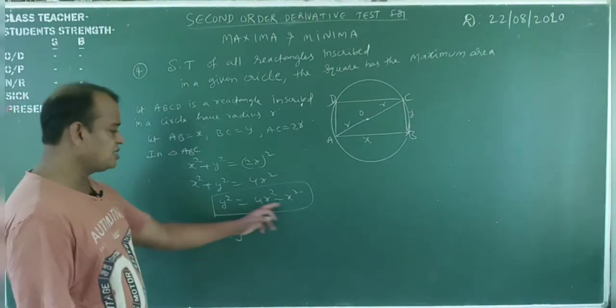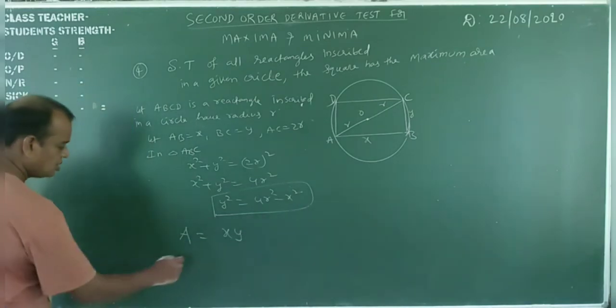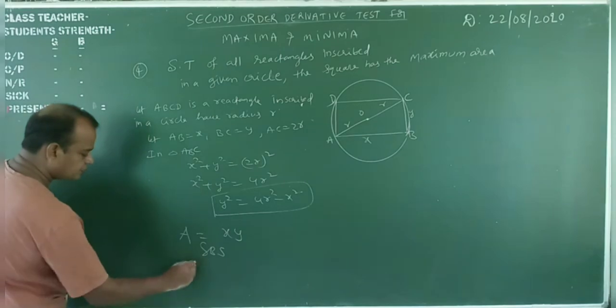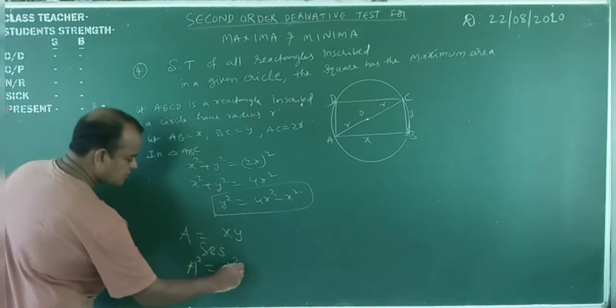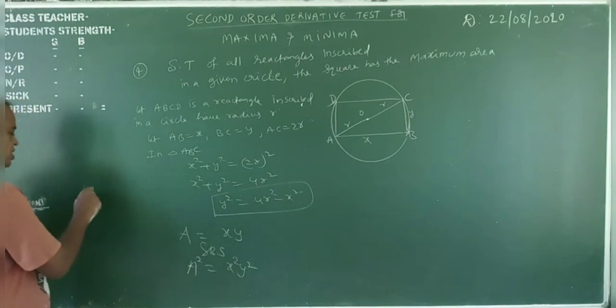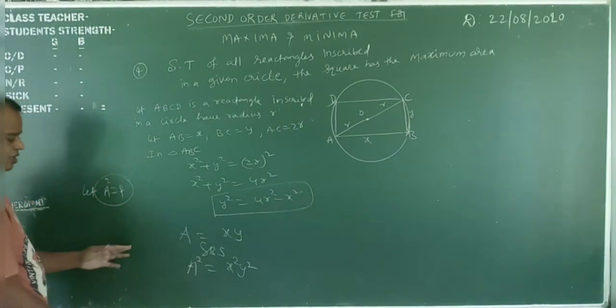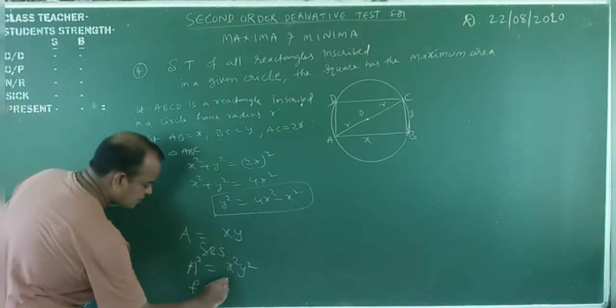Already here y square is there. Now squaring on both sides, no problem at all. A square equals x square y square. Let A square be some function f. Let A square is equal to f. f is equal to x square y square.